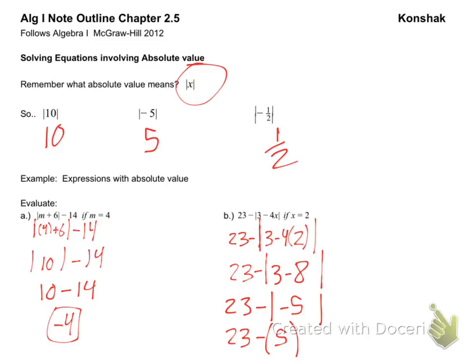This will help you establish that the negative is still outside, and now you can recognize it's 23 minus a positive 5, or 23 minus 5. And 23 minus 5 happens to be, what? 18? And so there's your answer.